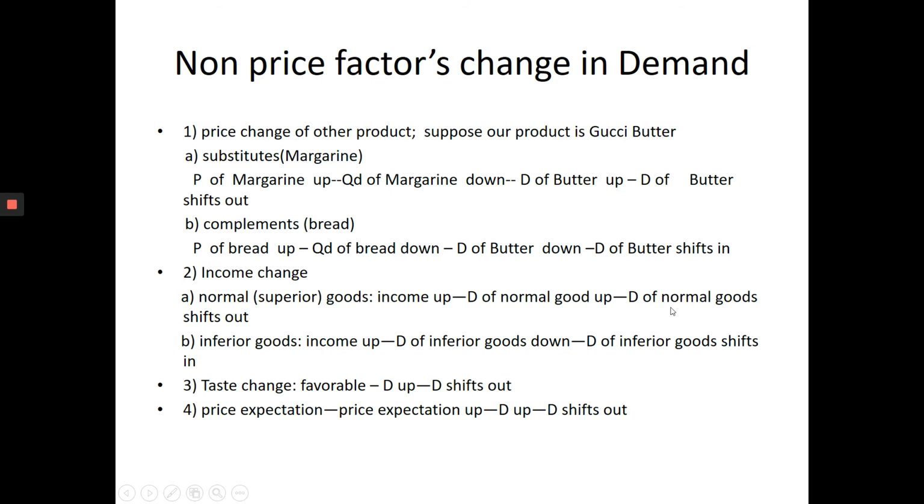So demand of normal goods shifts out. On the other hand, for inferior goods, when income goes up, demand for inferior goods goes down because you realize you don't have to buy poor quality products at a cheaper price when you are making more money. So actually you can abandon poor quality, inferior products. So demand of inferior products will shift in.